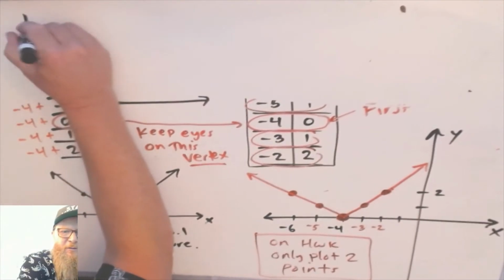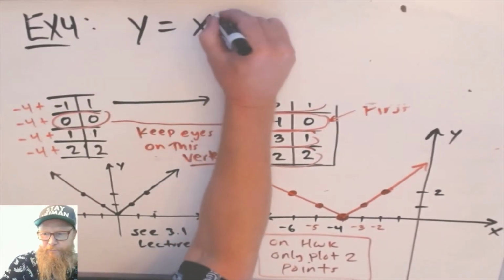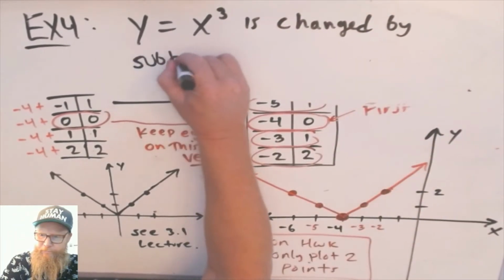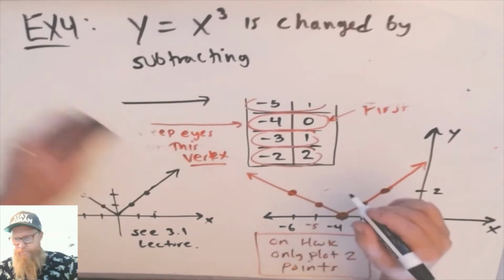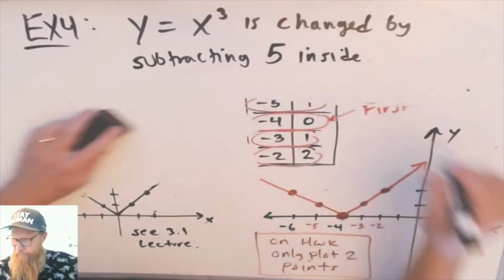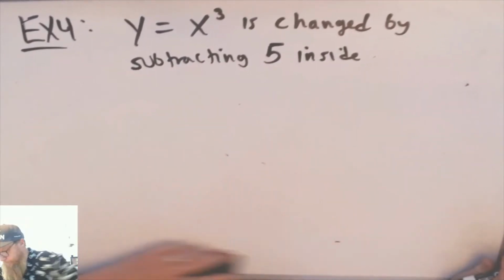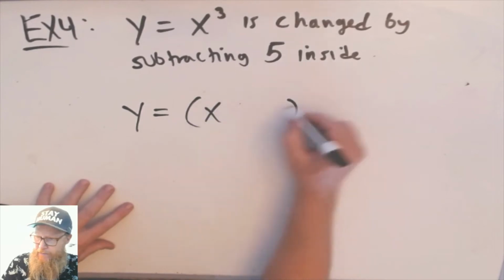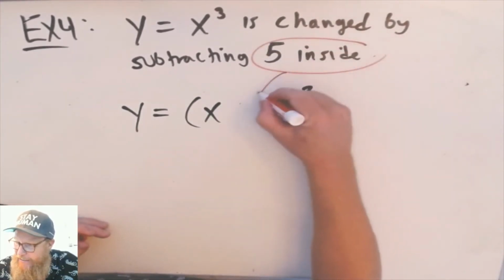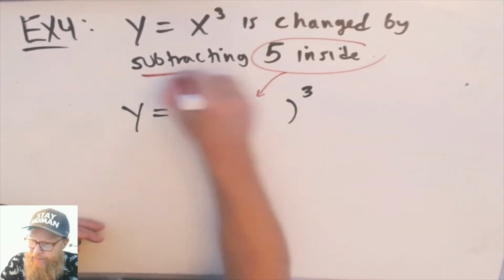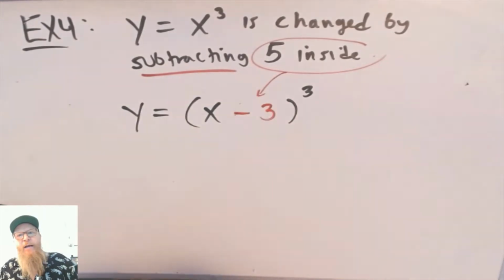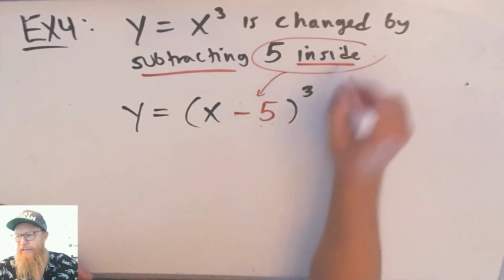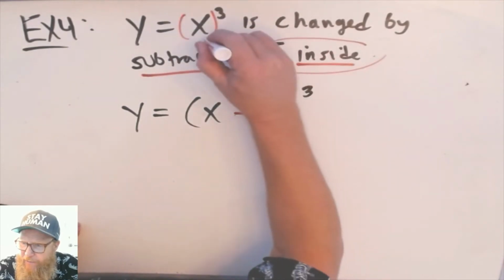Let's do another one of those. Example 4, we're using x cubed. And when I say inside, I mean inside the imaginary parentheses, minus 5. That's clearly a 5. There we go. That's what I mean by inside. I mean as if there was an invisible set of parentheses around the x.